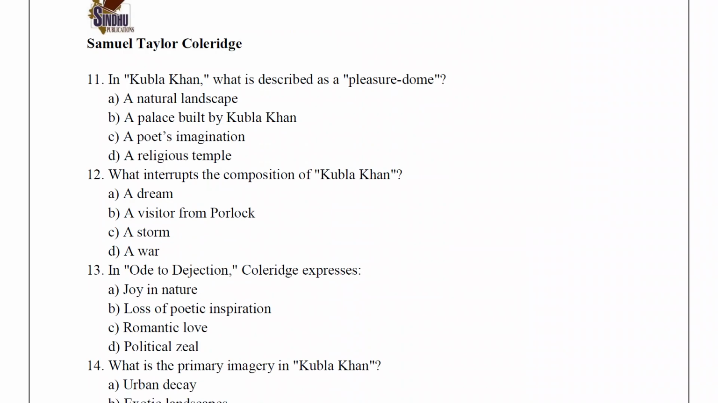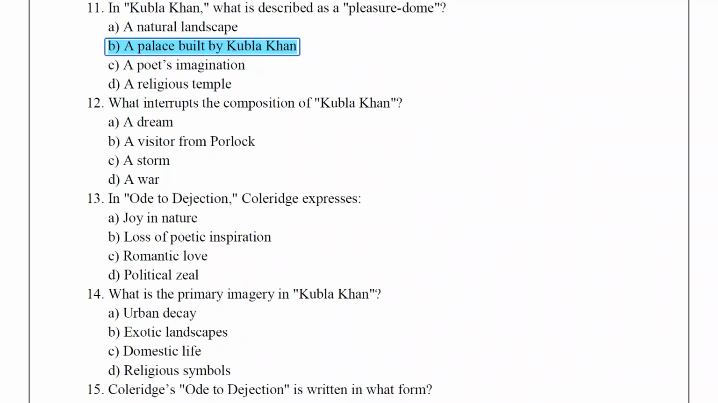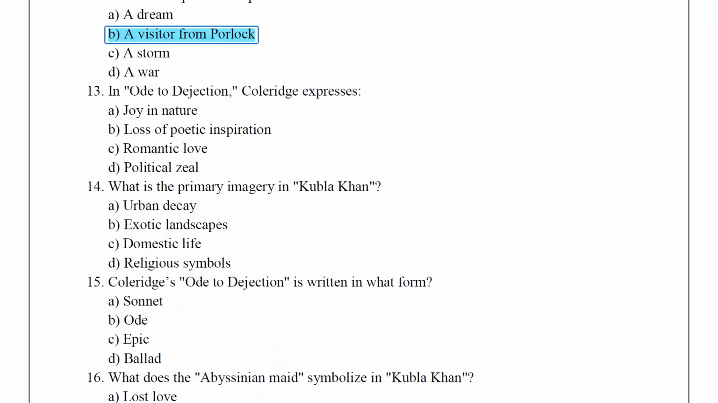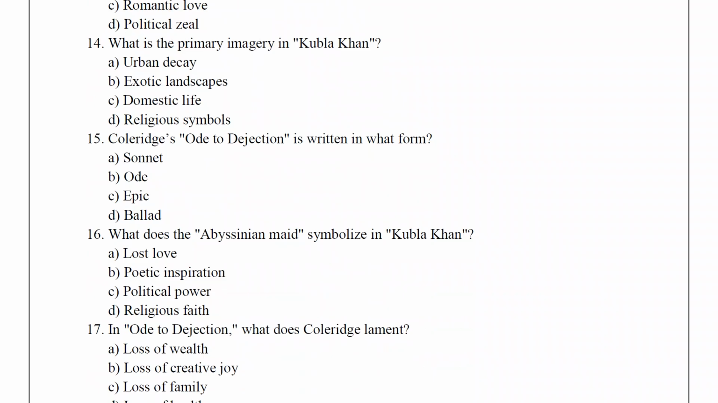Next topic. In Kubla Khan, what is described as a pleasure dome? A palace built by Kubla Khan. What interrupts the composition of Kubla Khan? A visitor from Porlock. In Ode to Dejection, Coleridge expresses the loss of poetic inspiration. What is the primary imagery in Kubla Khan? The exotic landscapes.